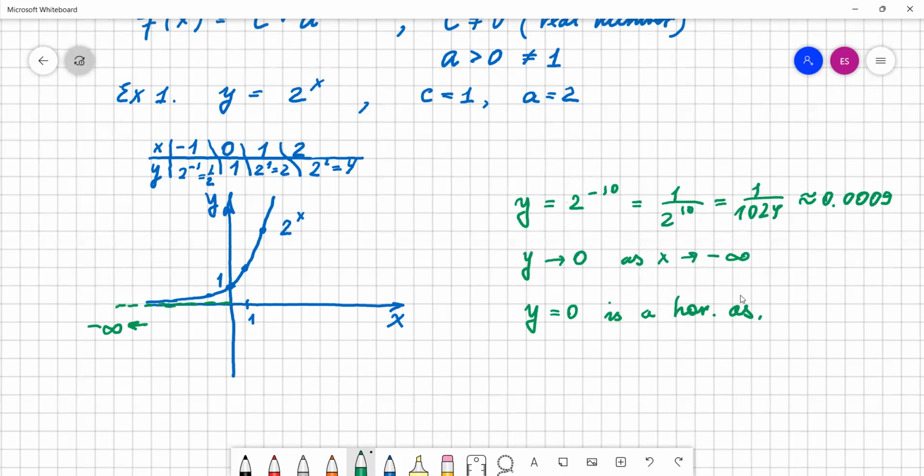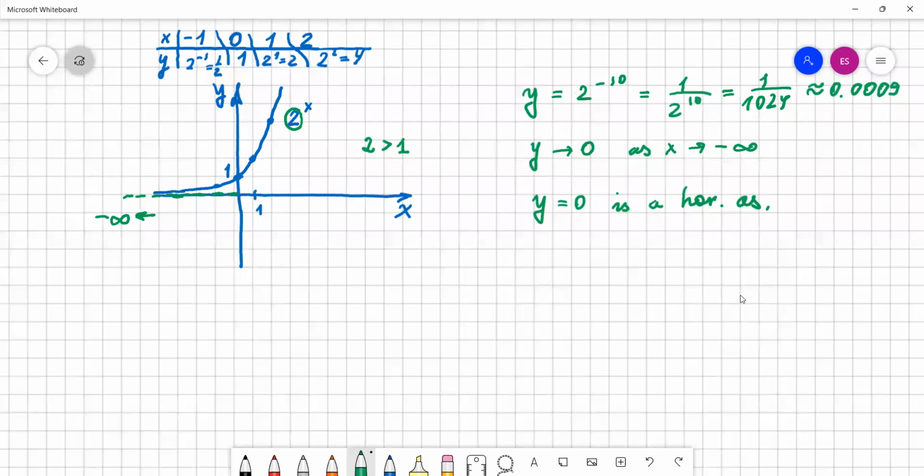Okay, now here we investigated a function with the base 2. 2 was greater than 1, right? Now, guys, why don't we investigate a function with a base less than 1? For example, we graph another function. I'm going to use a different color. y equals 1 over 2 to the power of x.